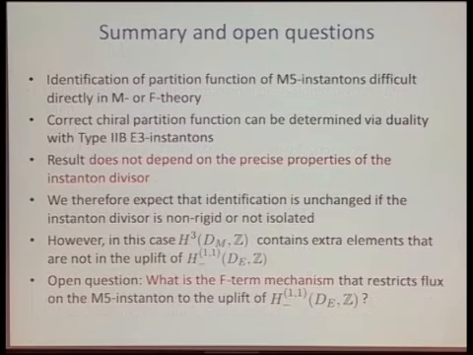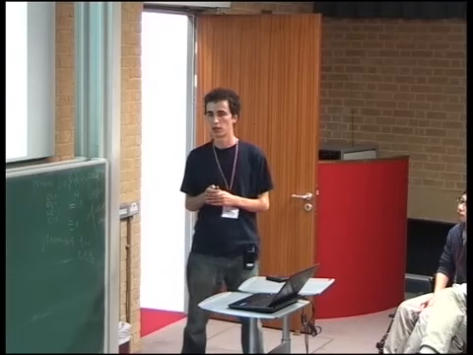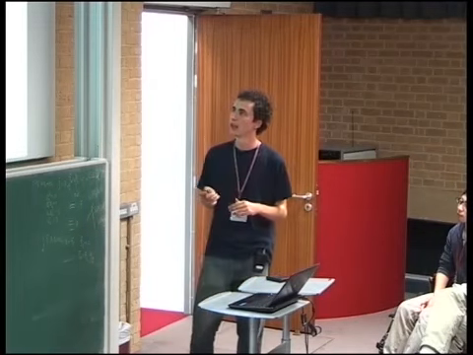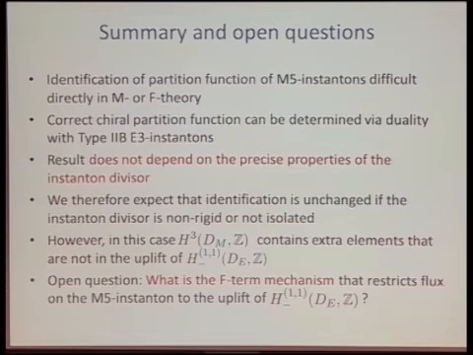Okay, let me summarize for now and mention some of the very important open questions. Of course, this partition function of M5 instantons is difficult to identify directly in M or F theory. However, a way around, at least in models with a type 2B limit in F theory, is to determine the correct partition function via the duality with type 2B, where the partition function is unambiguous. And let me stress that this result, alpha and beta equals 0, seems quite robust. It's not a function of the geometry of the divisor.